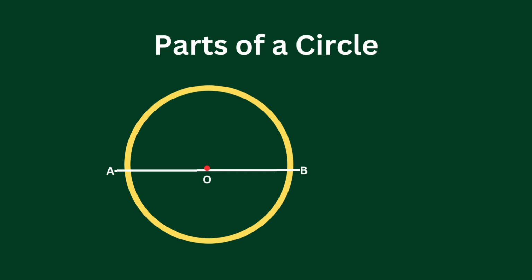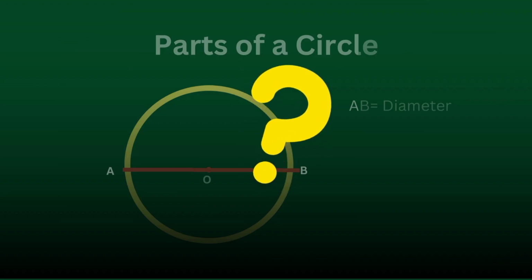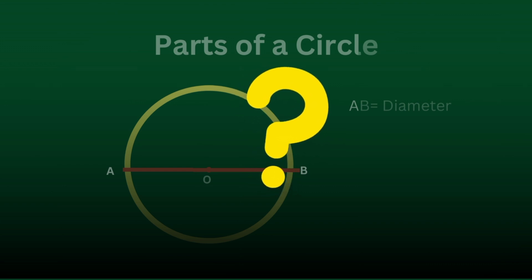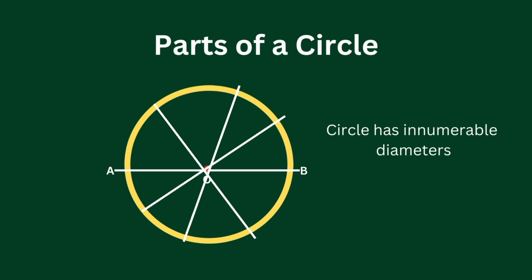AB is the diameter. The diameter of a circle is any straight line segment that passes through the center of the circle and whose endpoints lie on the circumference of the circle. How many diameters can we draw? Yes, students, we can draw innumerable diameters.